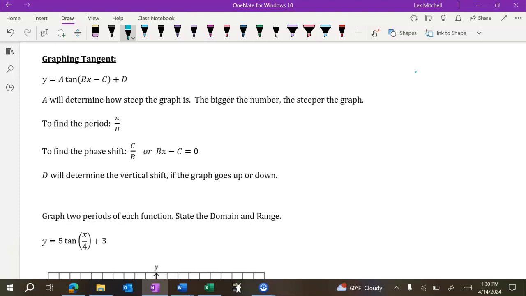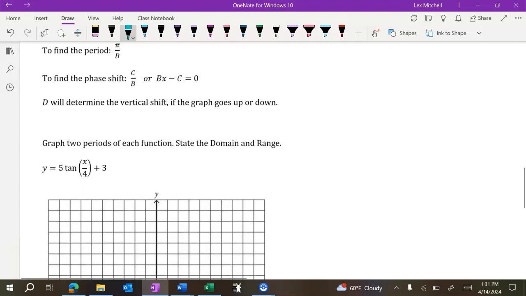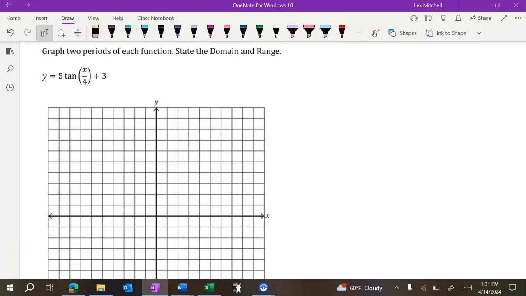Phase shift is still c over b, or you can set what's in parentheses equal to 0, either one. And D still determines your vertical shift, whether or not it goes up and down. So if we look at this first problem, I see that I have an amplitude of 5, a vertical shift up 3, and a B value of 1/4. So in order to find my period, I'm going to do pi over 1/4.